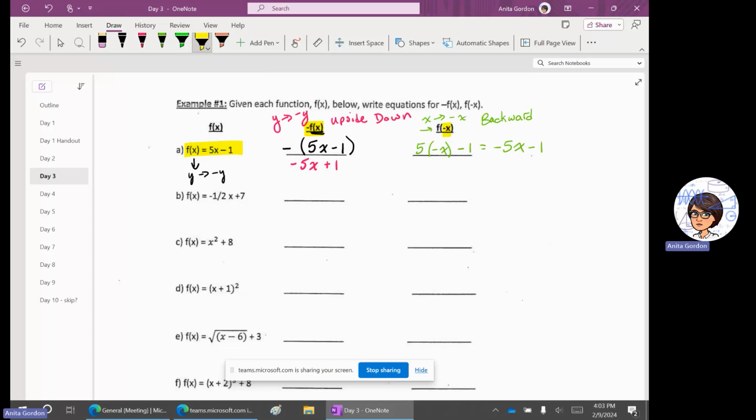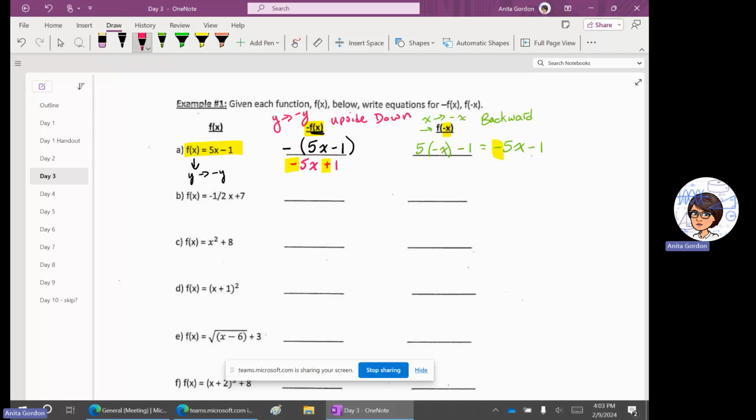And notice the differences. When we reflect upside down over the x-axis, both of the signs change from the original. When we are trying to flip it backward and we're putting the negative only next to the x, then only the x term changes sign. All right, so again, let's do it on the next one.